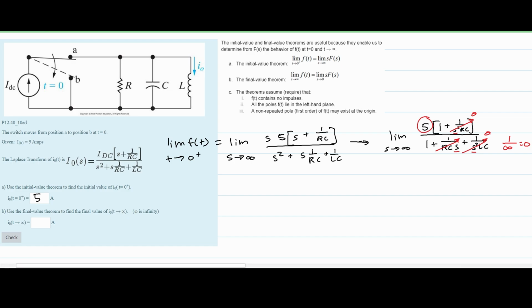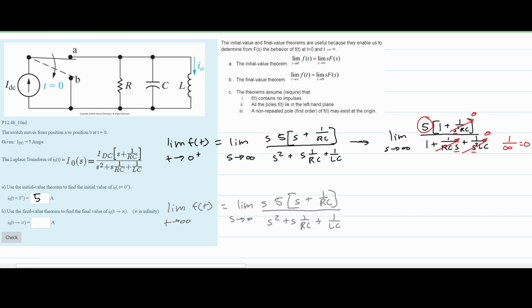Now let's look at B. We need to use the final value theorem to find the value of i_0 as t approaches infinity. So we plug this in: the limit as t approaches infinity of f(t) is equal to the limit of s times our function, and remember s is approaching 0. We're just going to rewrite our equation again. We are not able to do the same thing as before, because we would be dividing by 0 a lot, and that would be a lot of rule breaking, which we cannot do.